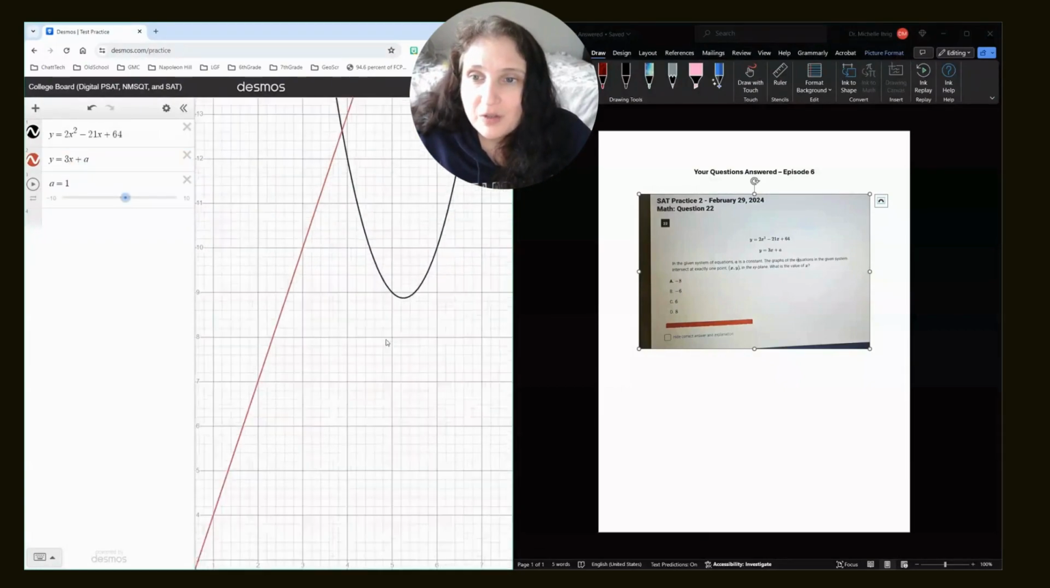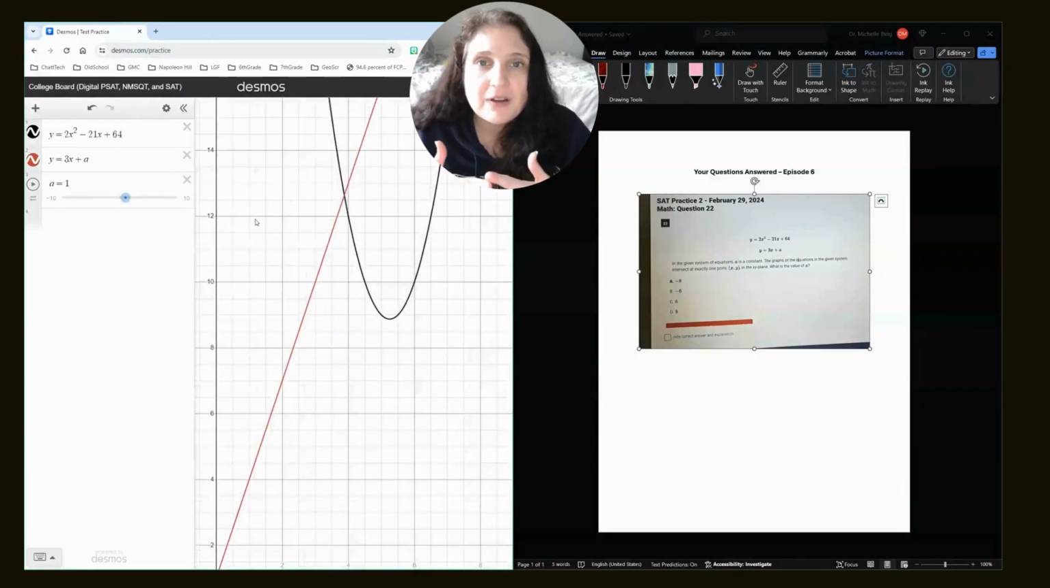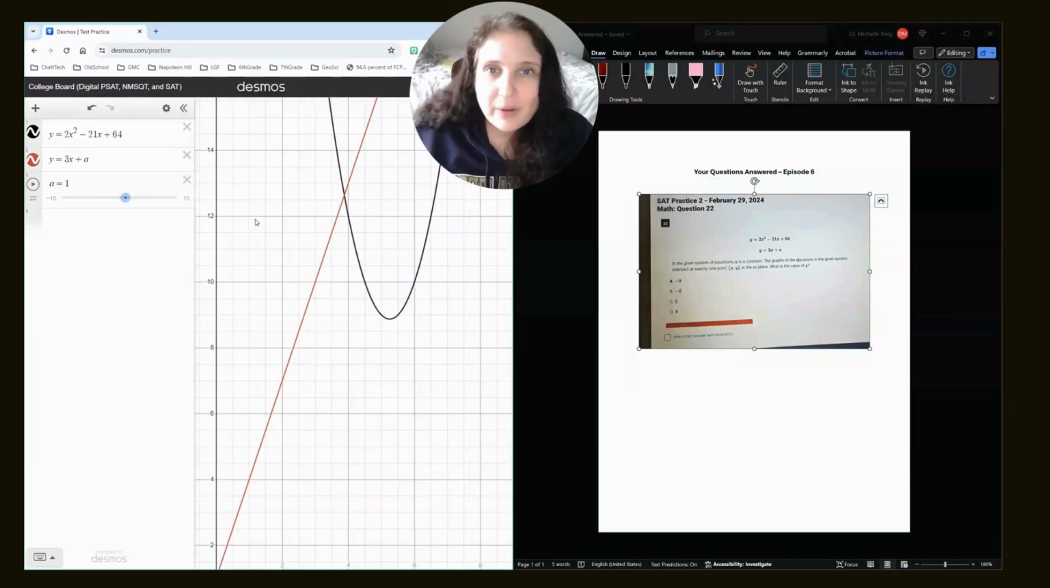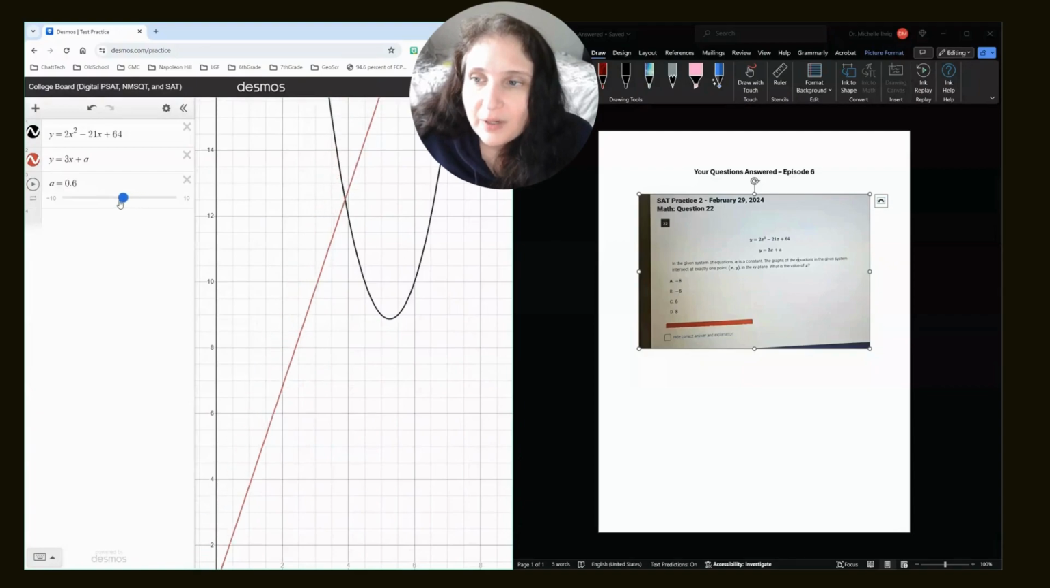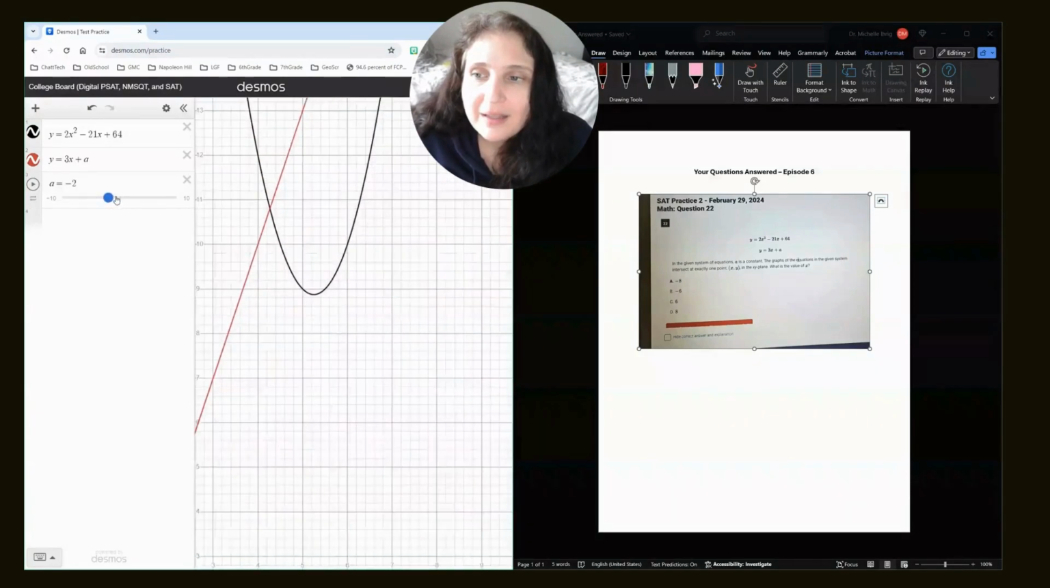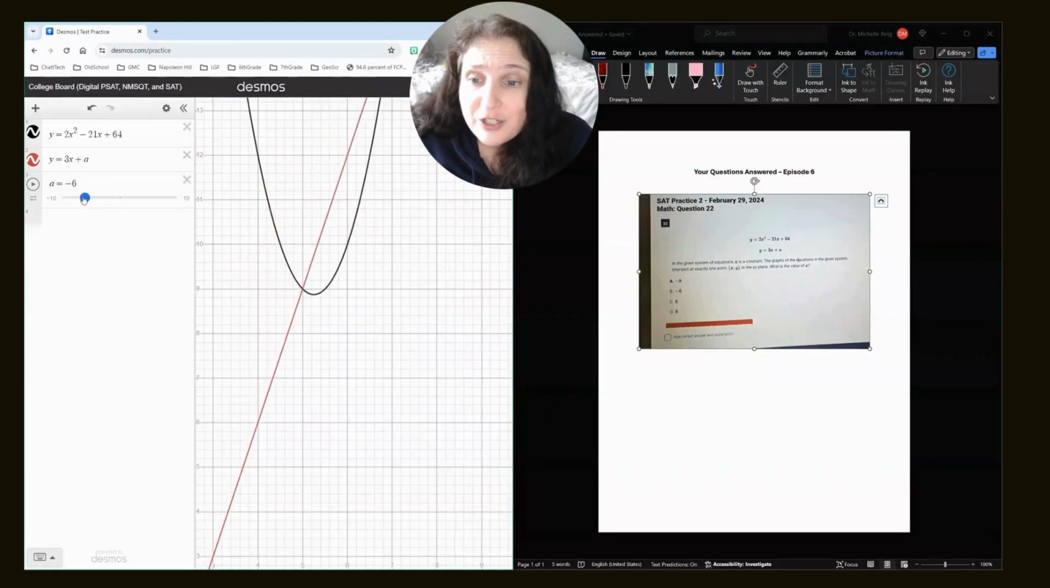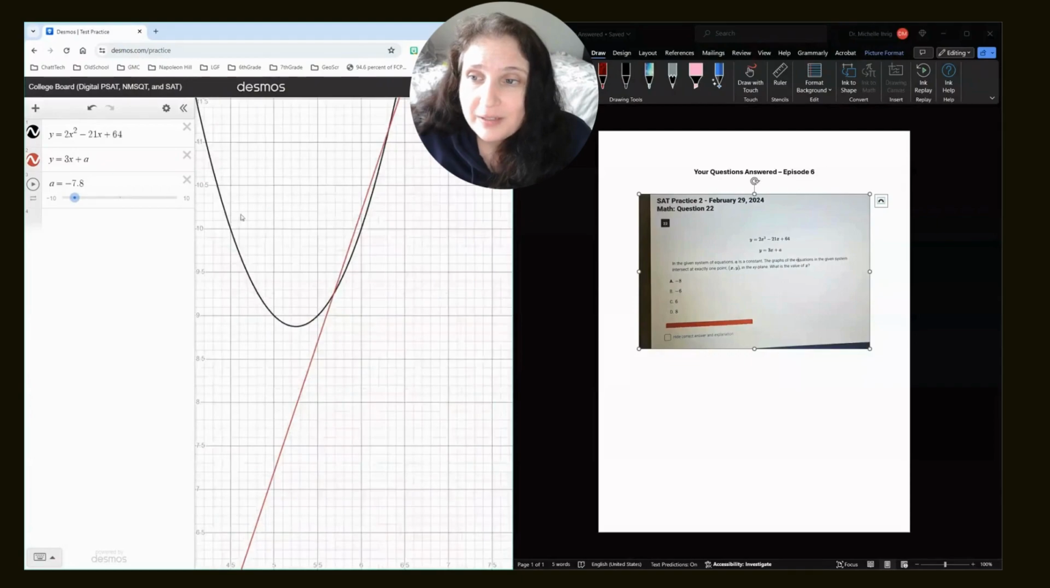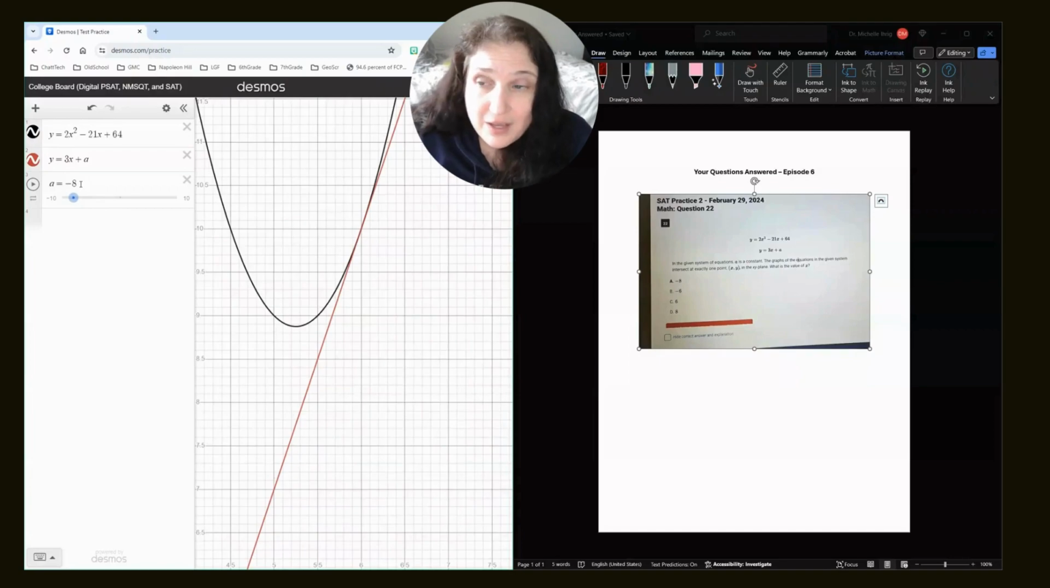The first thing we have to do is figure out where they are going to intersect. Remember, the SAT is not going to give you anything overly complicated, like 7.3625. So we're going to keep moving this slider to the point where the red linear equation touches the black graph at one spot. Here it's still two spots, and right about here, I'm going to zoom in. We can see that there it is at -8. Now we know that this is our point of intersection.